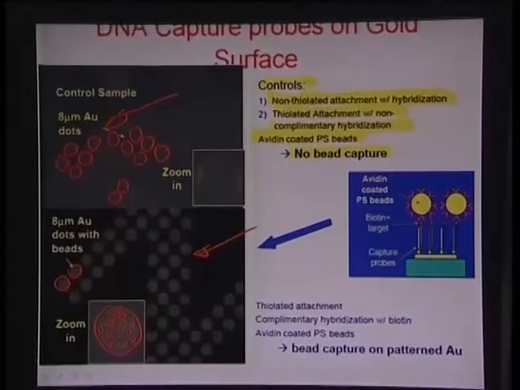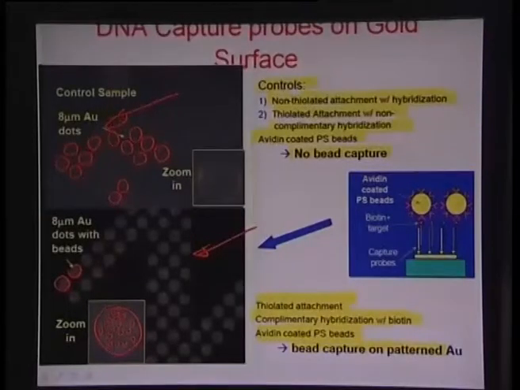So then there is no bead capture, indicative of there being a control. If there is a thiolated attachment, however, and a complementary hybridization with biotin, avidin-coated polystyrene beads capture on the patterned gold surface, which gives us an idea of what the particular target is, because only if it is complementary is it going to bind. We do have information on the capture probe which is going to bind it, so we can figure out what is complementary to the capture probe, which is essentially the target in this particular case.